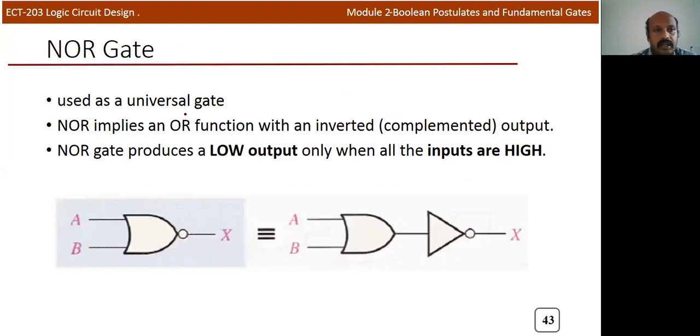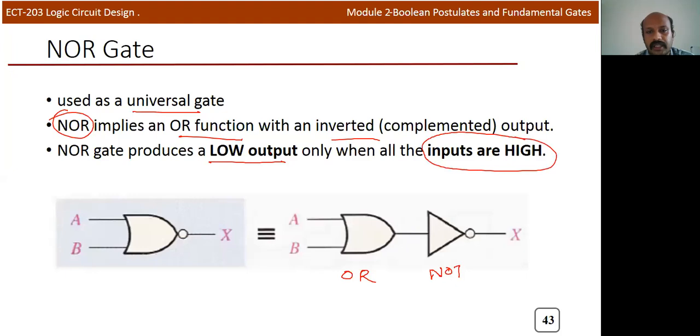And the NOR gate, again a universal gate, the NOR operation is equivalent to an OR whose output is connected to a NOT. So OR function with an inverted output is known as a NOR operation. And a NOR gate produces a low output only when all the inputs are high. And this is the basic symbol we use. Here you can see that this bubble is actually indicating the NOT operation. So OR and NOT operation.